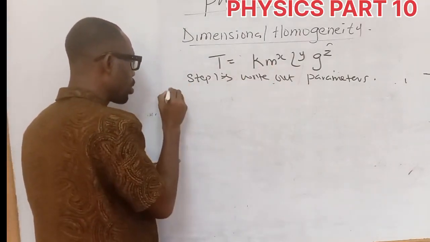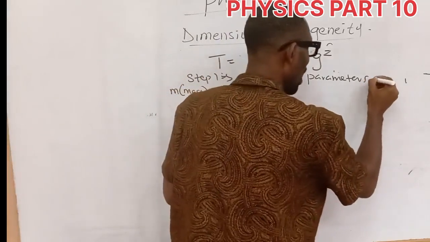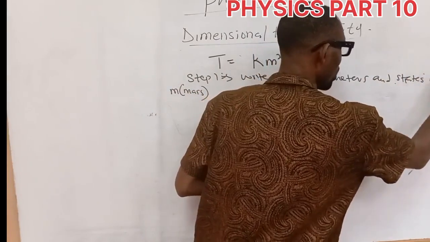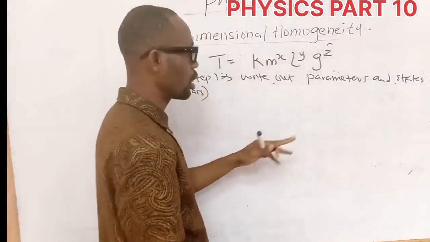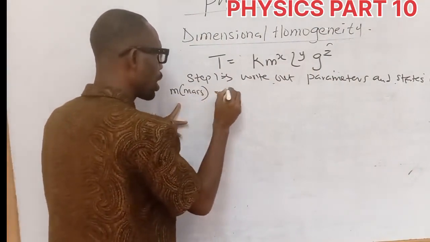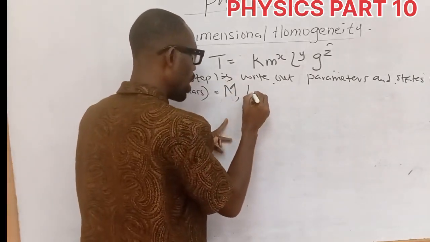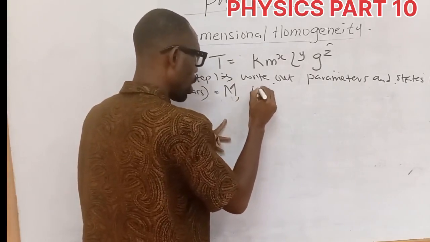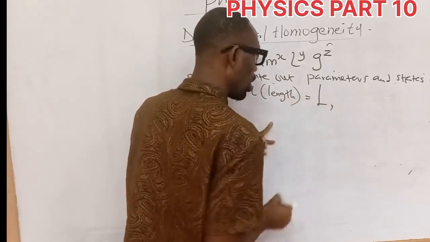Okay? So, in writing out parameters, what are we going to do now? Well, we see this m. M is what? For mass. So, you write out your parameters and state its dimension. I hope you can see up to that point. State its what? Dimension. So, mass. What is the dimension of mass? Capital M. What is the dimension of length? Small l, length. What's the dimension? Capital L. Are you following me?